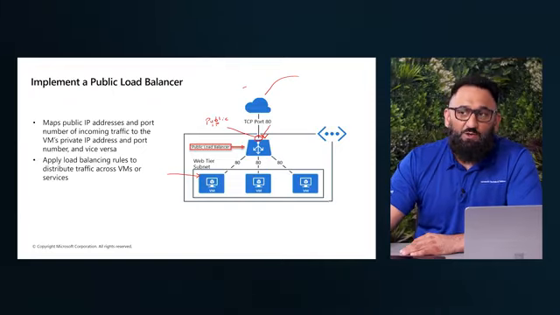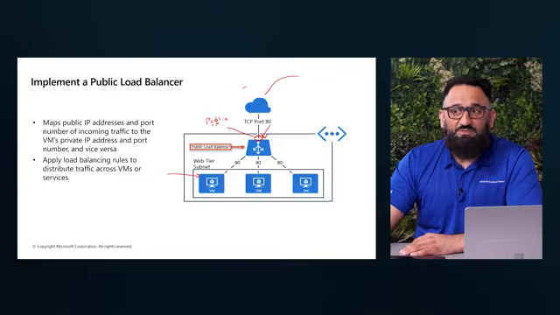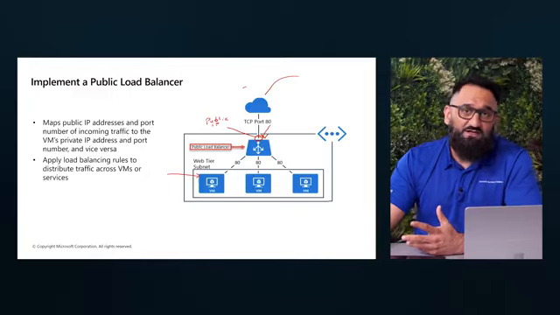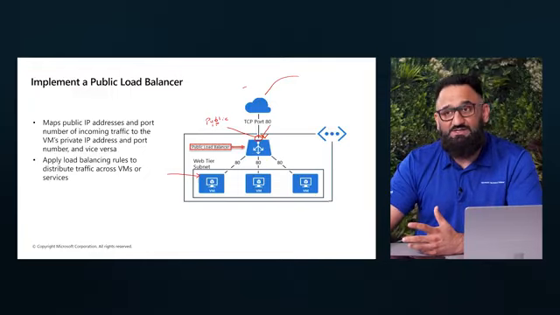In that case, my load balancer can then decide on shifting this traffic between the different resources that I have in the backend. Now, this is public facing simply because it's got a public IP address and traffic lands onto this load balancer directly from that public IP address.